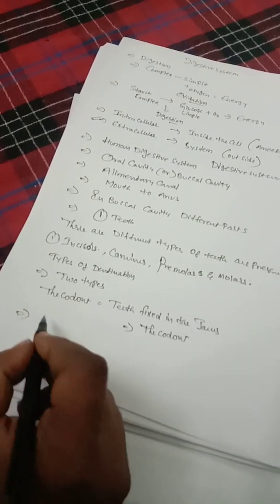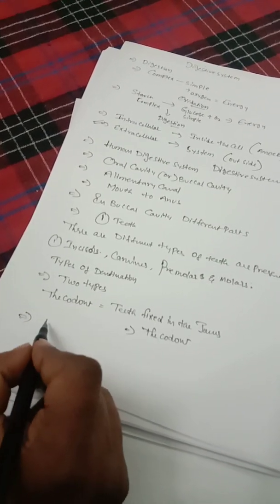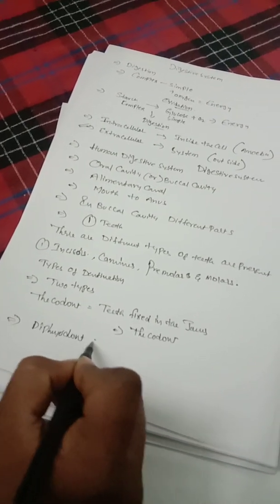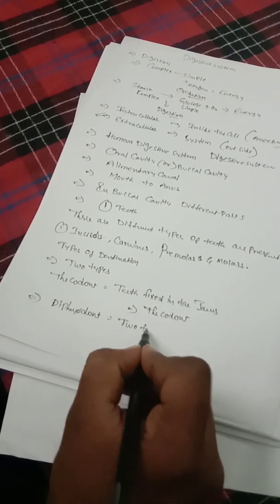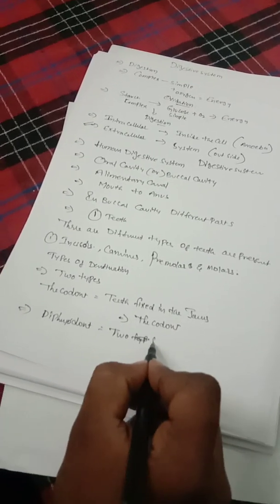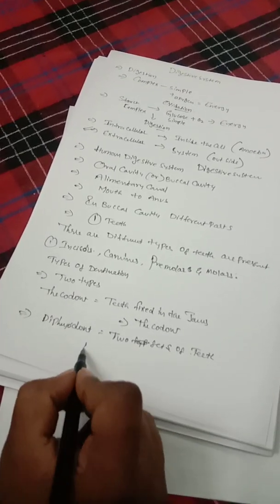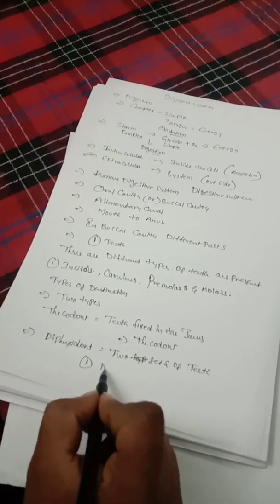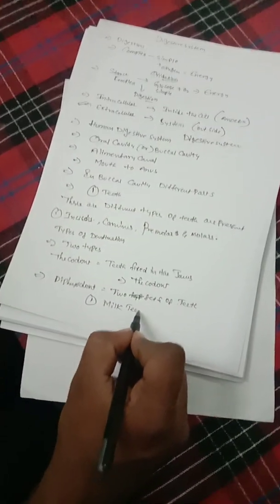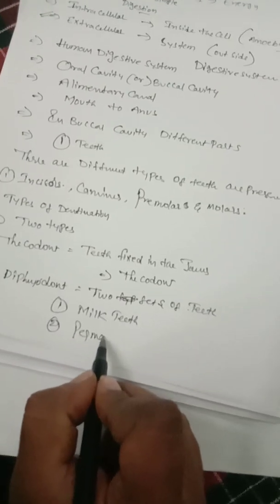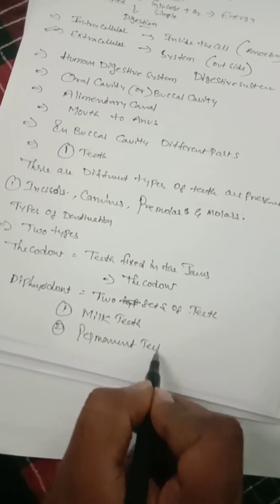And another important one is diphyodont. What is diphyodont? There are two sets of teeth in our lifetime. One is milk teeth, another one is permanent teeth. Milk teeth and permanent teeth.